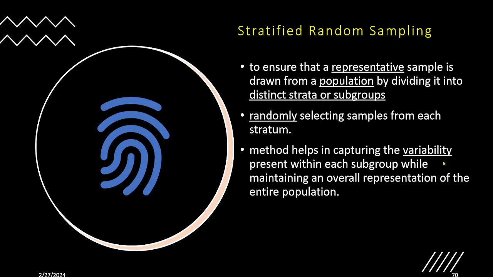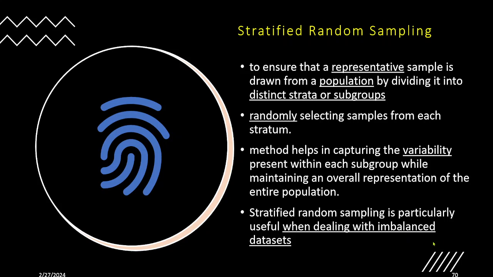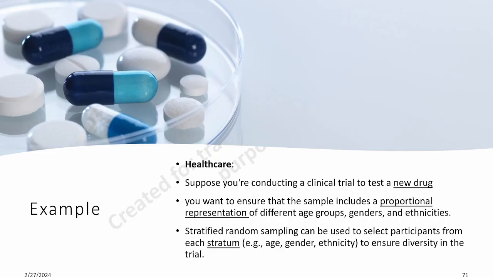So this is the meaning of capturing the variability within each subgroup, because we are addressing each of the subgroups. This is very useful when we deal with an imbalanced data set. That means you have a data set where class A is the majority and class B is the minority or very small, and you want to make sure samples are picked from both the classes. Then stratified random sampling is the method that we use.